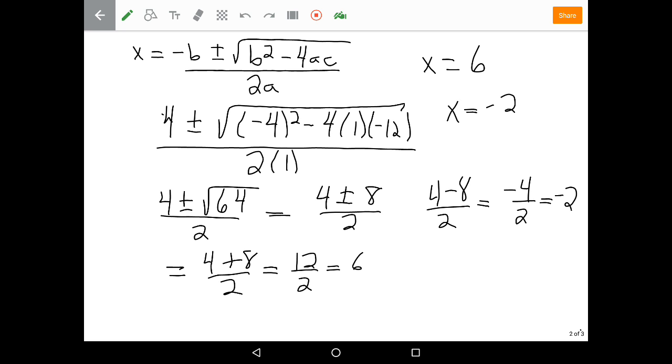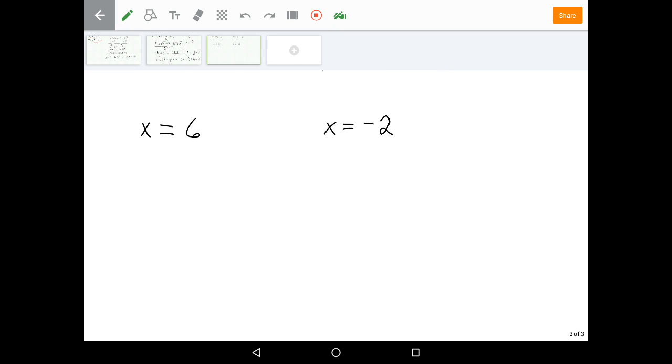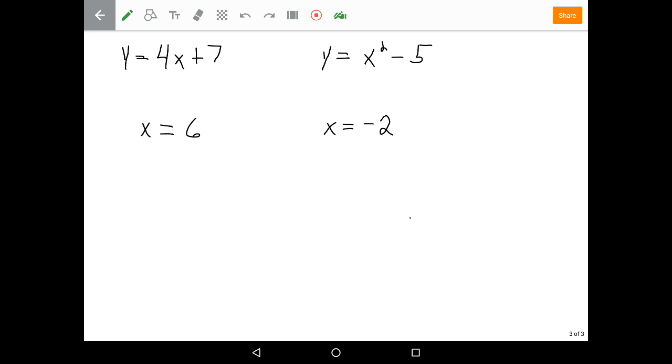So that's giving me two possible points. One is negative 2 comma blank, and the other is 6 comma blank. So I need to figure out the y coordinates for each one of these points. And I'm going to do that by plugging in x into either one of my two equations. I'm going to use the linear one, and I'm going to start with x is equal to 6.